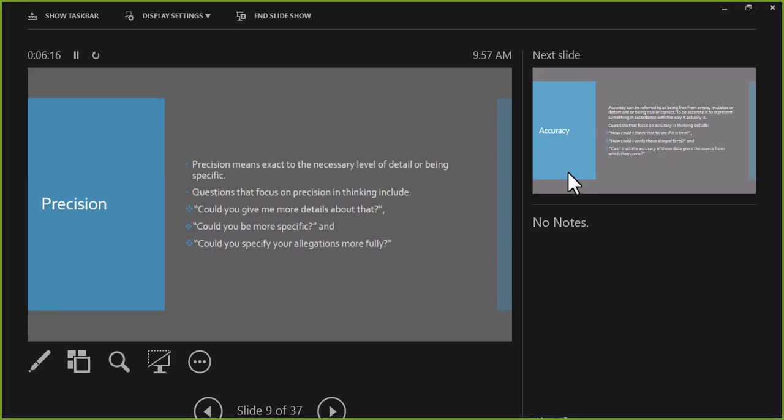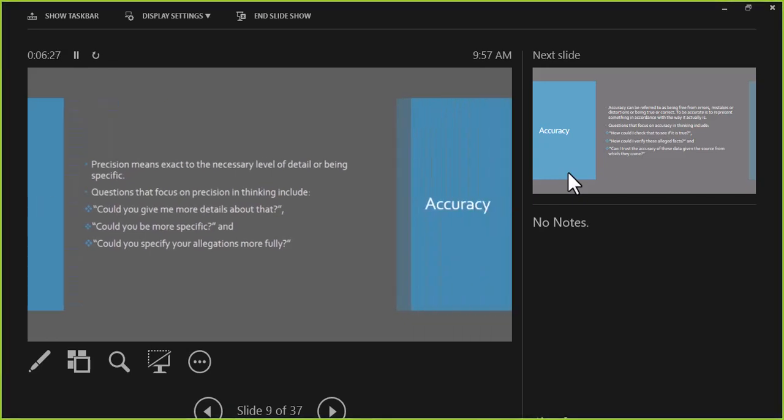Questions that focus on precision in thinking include, could you give me more detail about that? Could you be more specific? And could you specify the allegations more fully? These focus on the precision of our thinking.